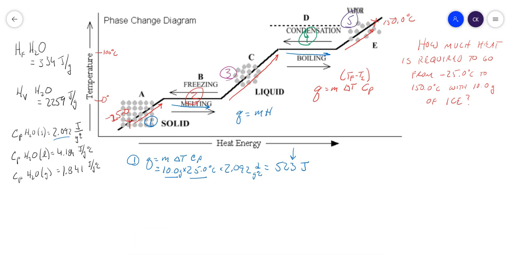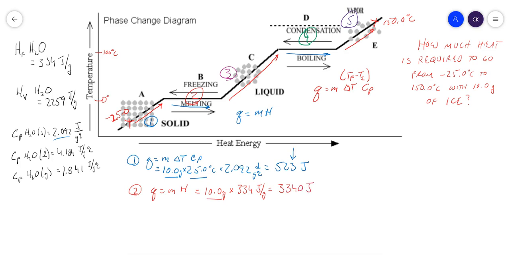Now let me do step 2 in red. Now that I've melted my ice, I took my ice from minus 25 to the melting point. I've now gotten it to the melting point. Now I need to melt it. Okay, the formula for melting is Q is equal to mH. My m again is going to be 10.0 grams. And since I'm melting, I'm going to use the heat of fusion for ice, which is 334 joules per gram. So when I multiply those, obviously I'm going to get 3,340 joules of energy.